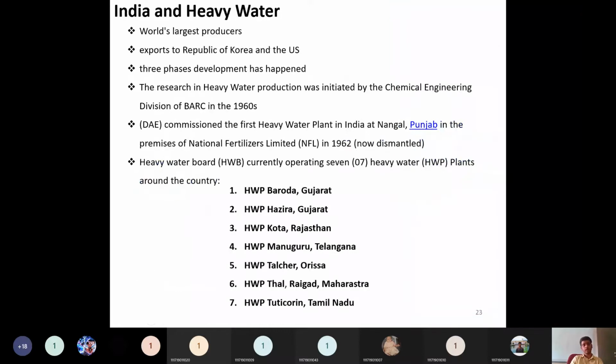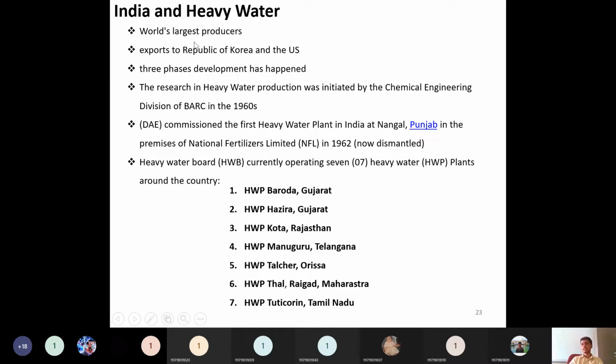or deuterium oxide. Then, India and heavy water: how is India producing heavy water? There are many nuclear power plants we have discussed in the earlier classes. To operate those nuclear power plants, one of the moderators is deuterium oxide. To do that, we should have some capacity to generate this heavy water. So where are the heavy water boards or heavy water plants located?